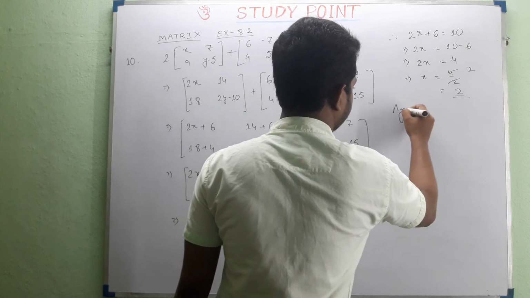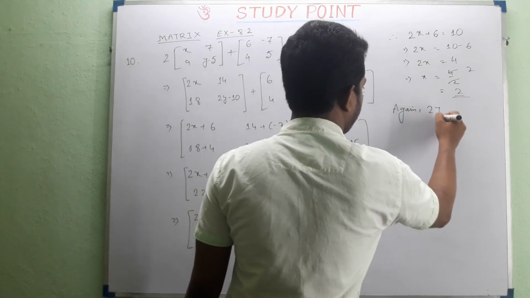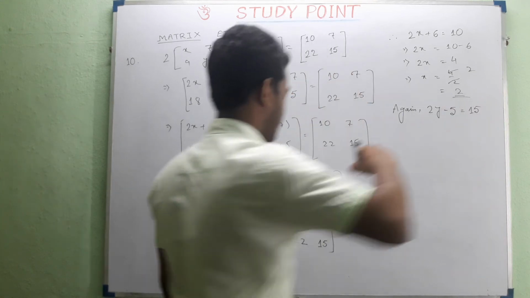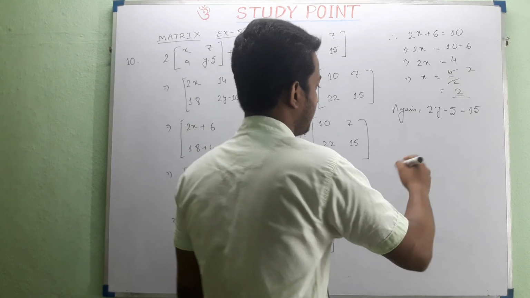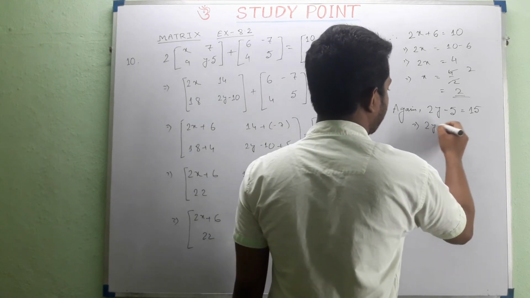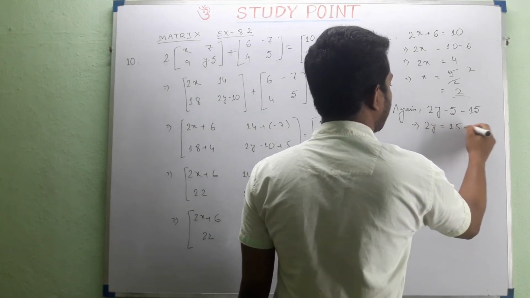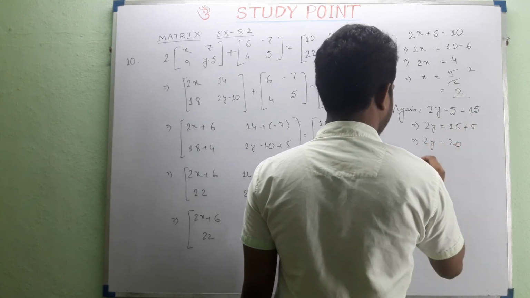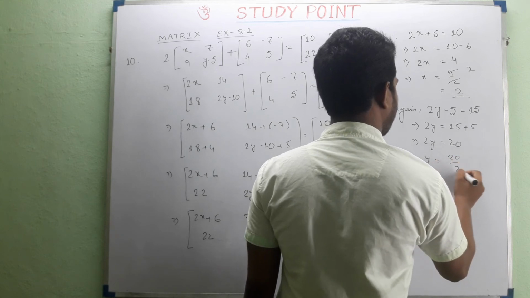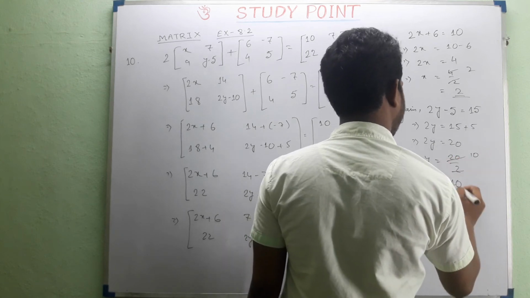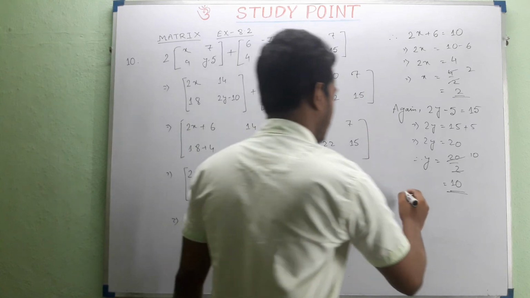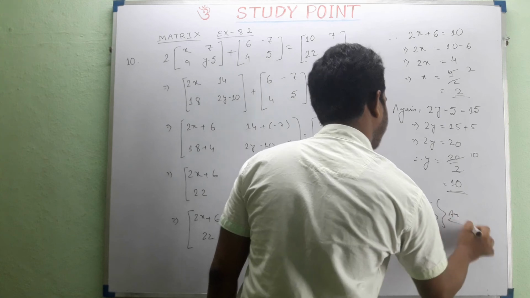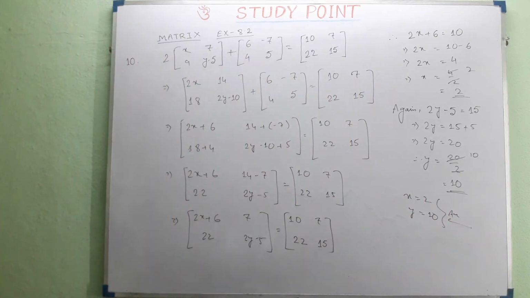2y minus 5 equals 15. Now let's calculate and find the value of y. After changing minus 5 to the other side, it will be plus 5, and 2y equals 20, and y equals 20 by 2, that is 10. So the values are x equals 2 and y equals 10 from the given relation.